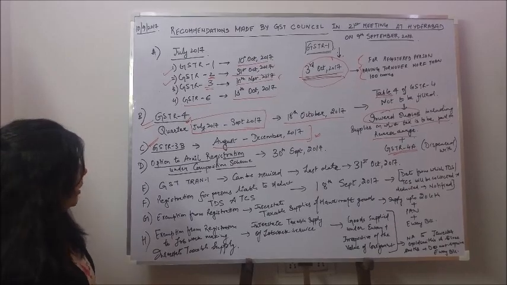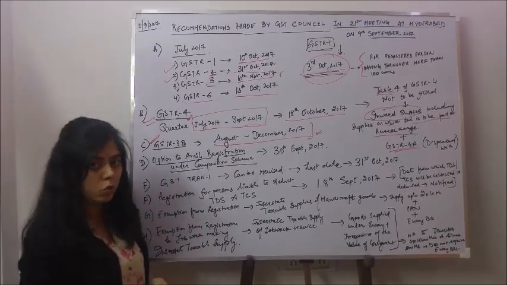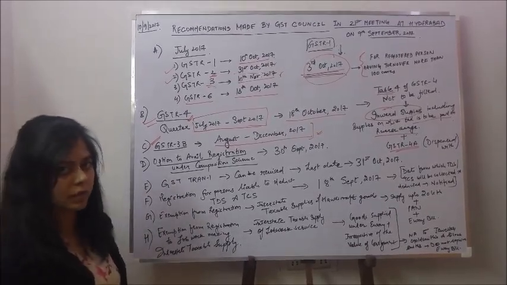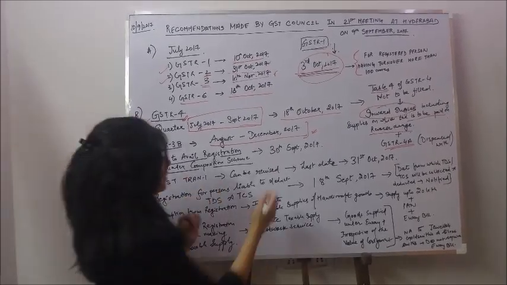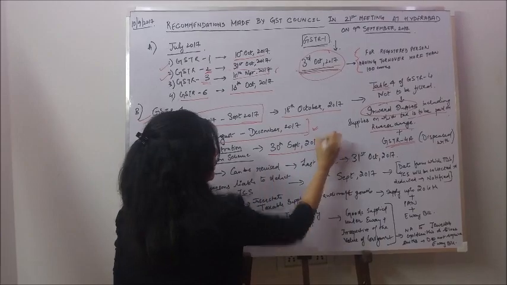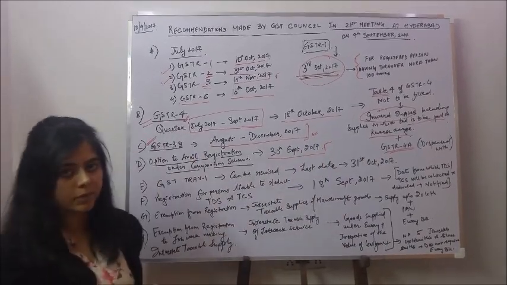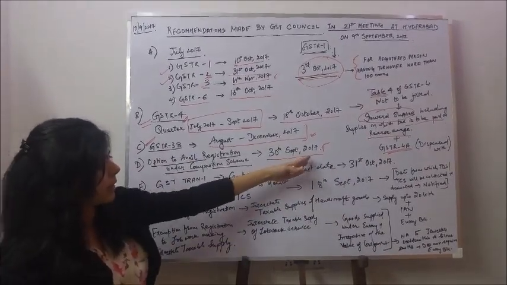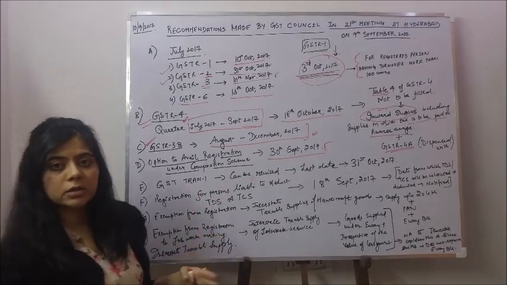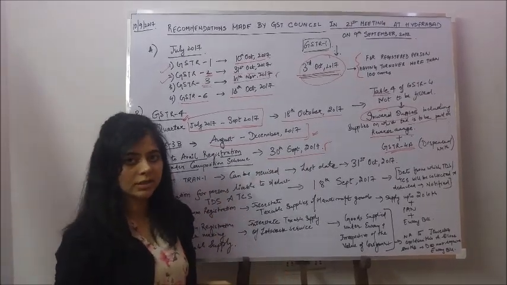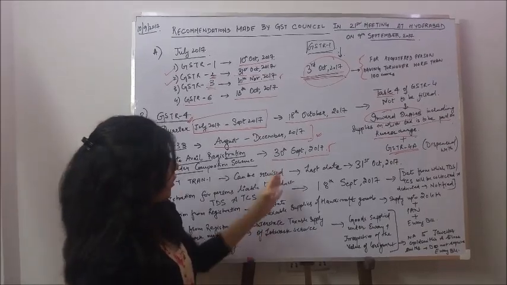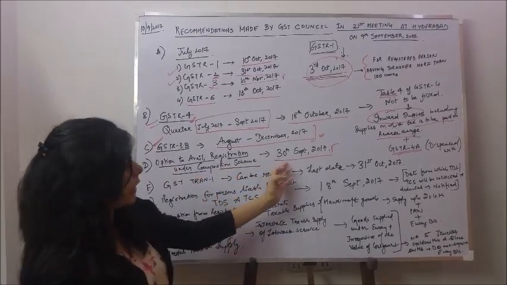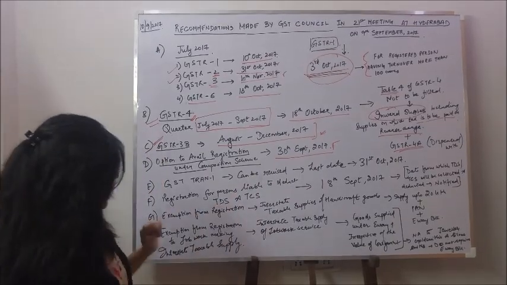There is one more piece of information for the people who want to avail the benefit of the composition scheme. The date for opting for it has been extended to 30th September 2017. That means they can opt for the composition scheme up to 30th September 2017. Earlier, this date was 16th August 2017, but now the time has been increased.